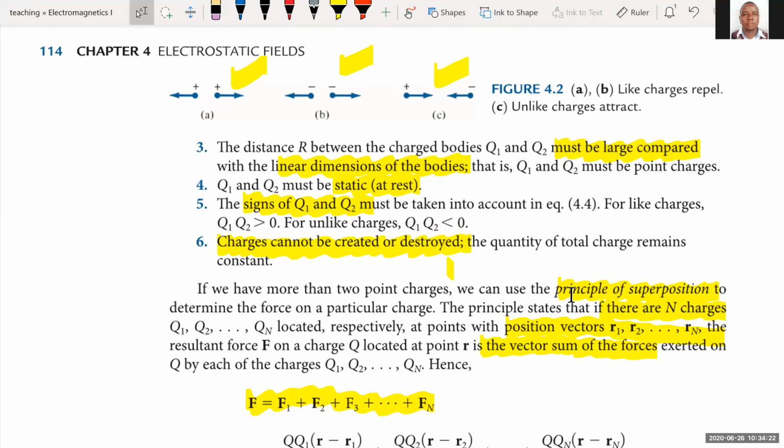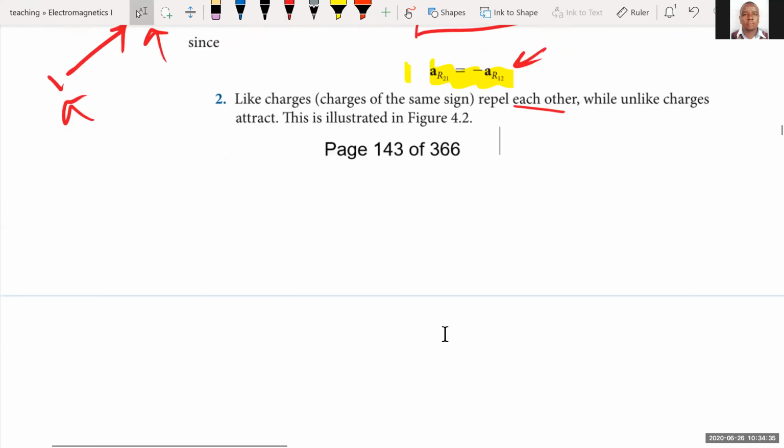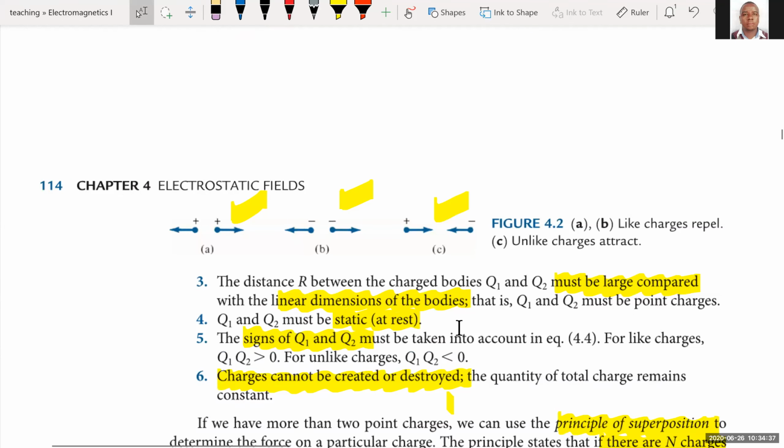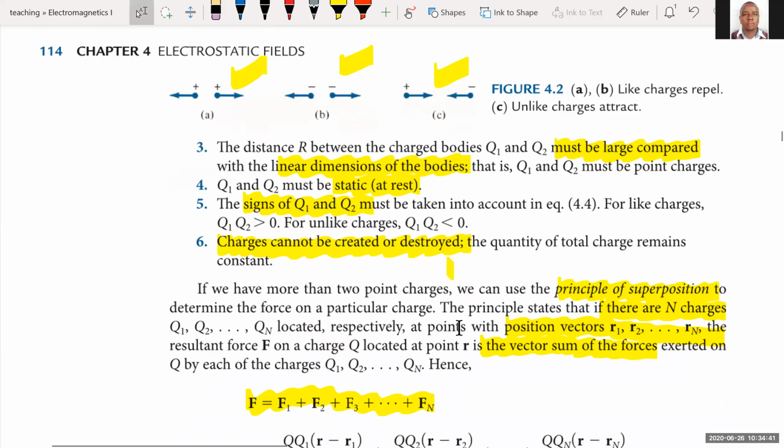The other point that we should mention, which is point two, is that like charges, of course, repel each other, and unlike charges attract each other. That's a concept that is well known, and it is just mentioned there and illustrated in figure 4.2. Now, the other point, or point three, that we should notice is that the distance between the charged bodies must be large.